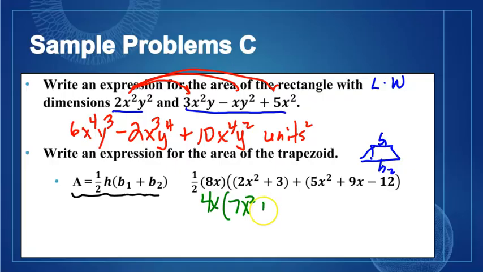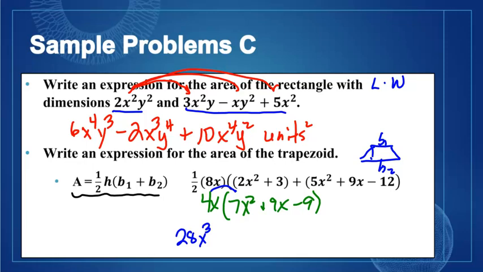0x plus 9x is 9x. And then 15 plus a negative 12 is a minus 9. Now I make it a little bit easier to distribute. So 4x times 7x squared is 28x to the 3rd.